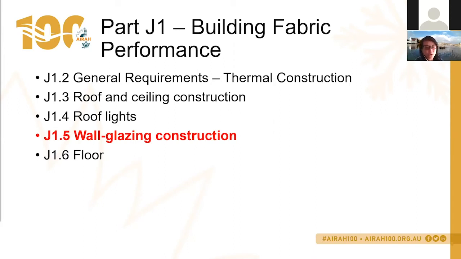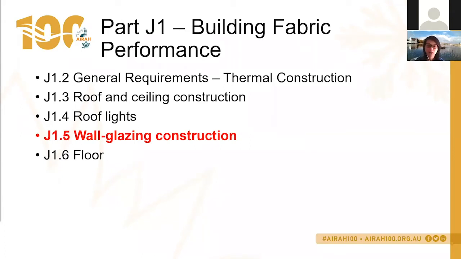So Part J1.2 covers your general requirements, generally your construction quality. J1.3 covers roof and ceiling construction. J1.4 covers roof lights, particularly more relevant in smaller buildings, not so much our large commercial buildings. J1.5, which is the focus of our presentation today, covers wall glazing construction, and J1.6 covers floor insulation requirements.